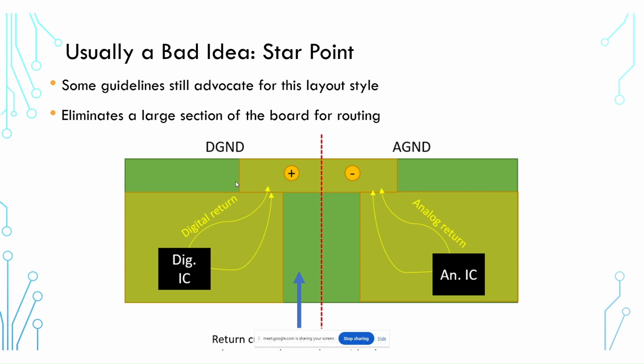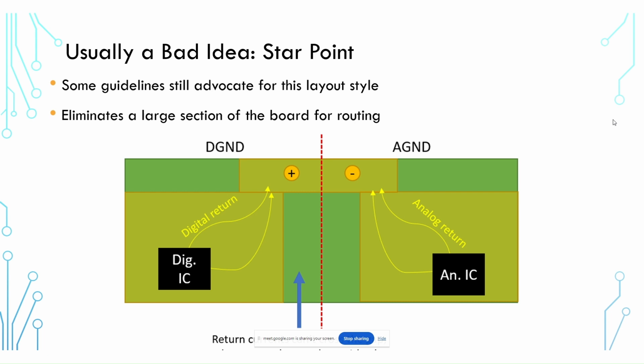Now, here on the left side of our star ground topology, we have a digital IC, and the digital return current is going to exist somewhere in the copper on this left side. Here on the right side, we have an analog IC, and its return current is also going to exist somewhere on the top side.